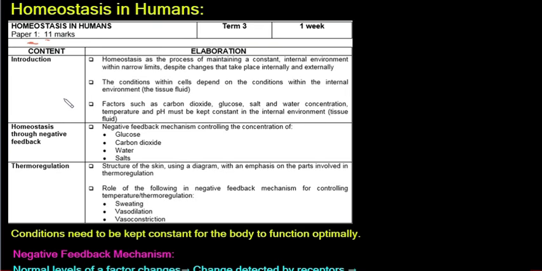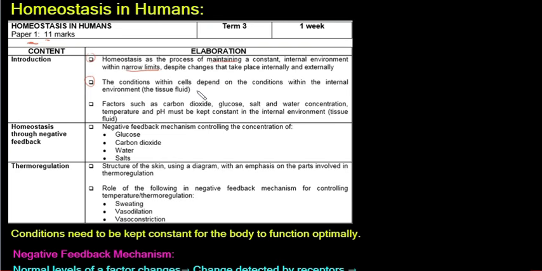So what do you need to know? Once again, the exam guidelines are really nice with providing definitions for you and some extra information that you should be aware of. Let's look at the definition of homeostasis. Homeostasis is the process of maintaining a constant internal environment within narrow limits, despite changes that take place internally and externally. Because of those changes, we need to keep our internal environment constant.